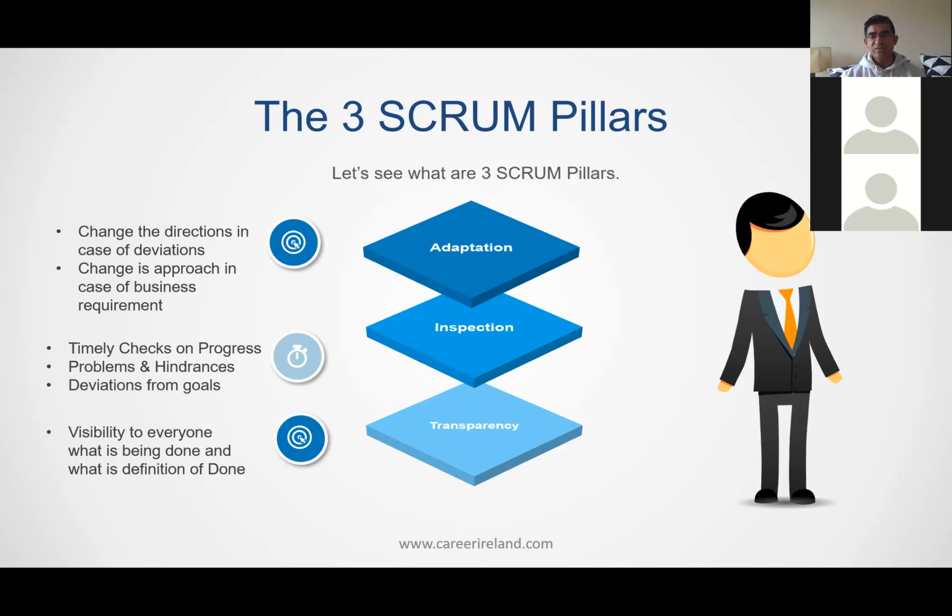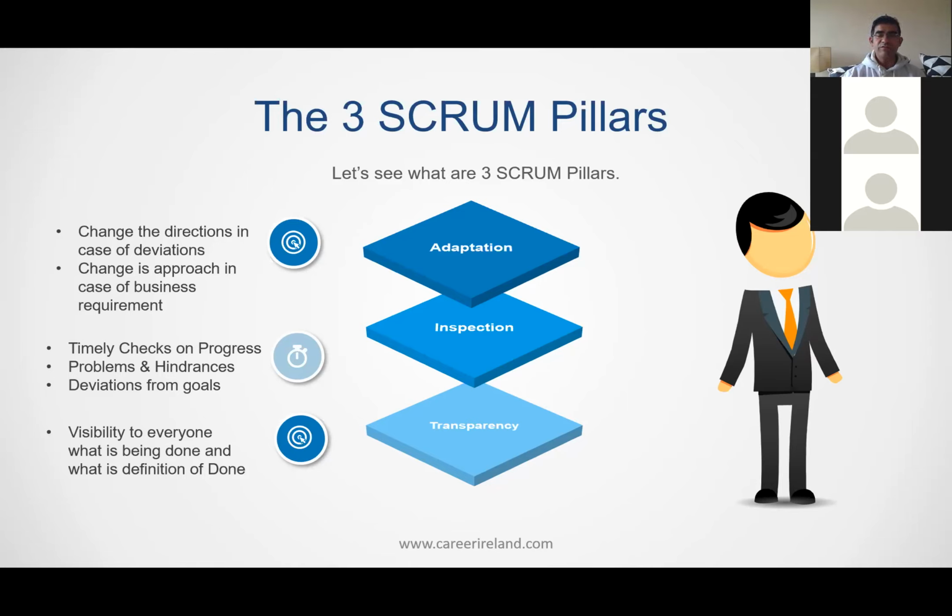Next pillar is inspection. As I said before, inspection means a timely check on the progress. It means a timely check on the quality. It means checking whether we are deviating from a plan, either in terms of quality, requirements, or progress. We see what progress we have made, what problems we could see, and what hindrances could slow us down. So we do a frequent inspection, and as a result of frequent inspection, we do adaptation.